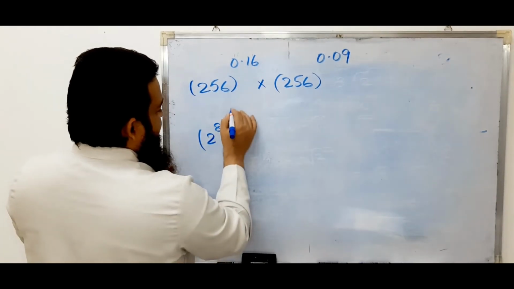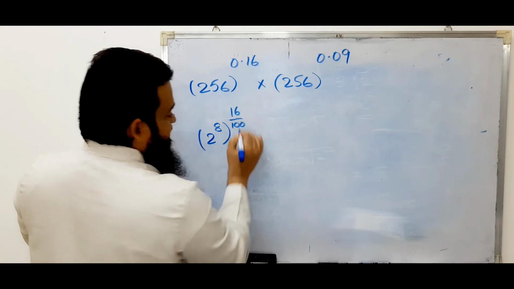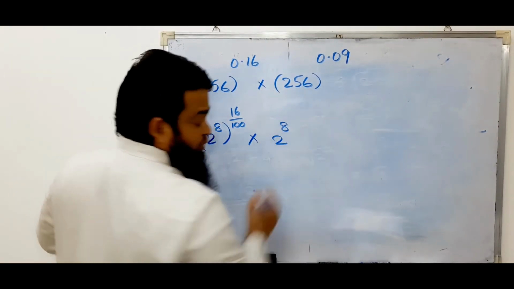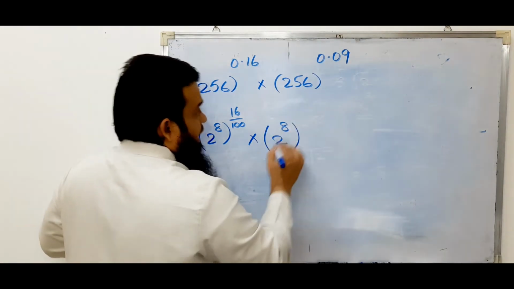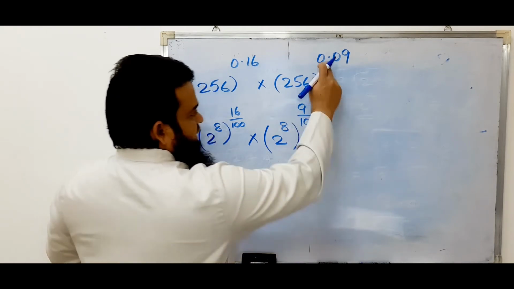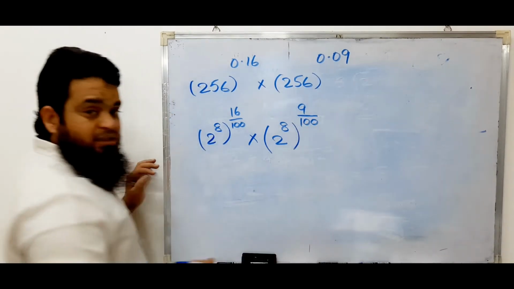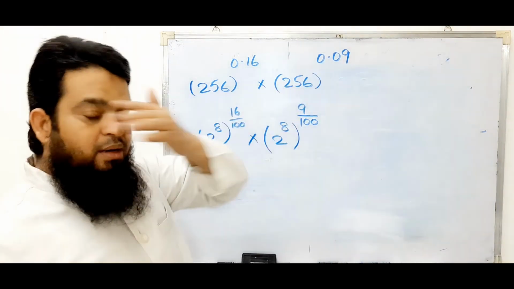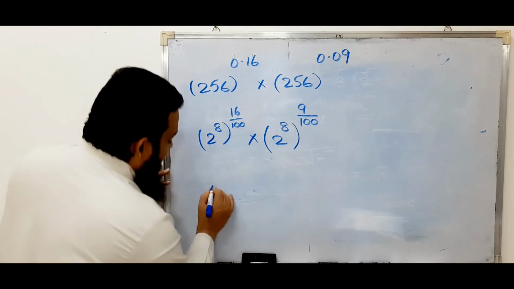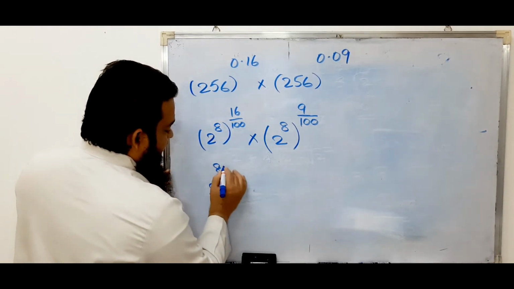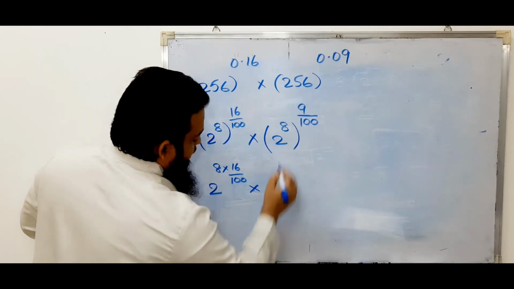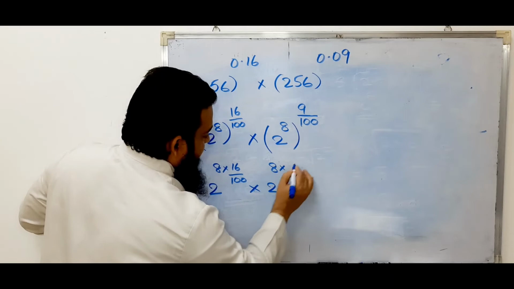And 0.16, can I write it as 16 by 100? Yes, I can. Times 256, which I am writing as 2 to the power of 8. And 0.09, can I write it as 9 by 100? Because after the decimal point you have two decimal places. So I can write it as 9 by 100. So now, power over power, I will multiply: 2 to the power of 8 times 16 by 100 multiplied by 2 to the power of 8 times 9 by 100.